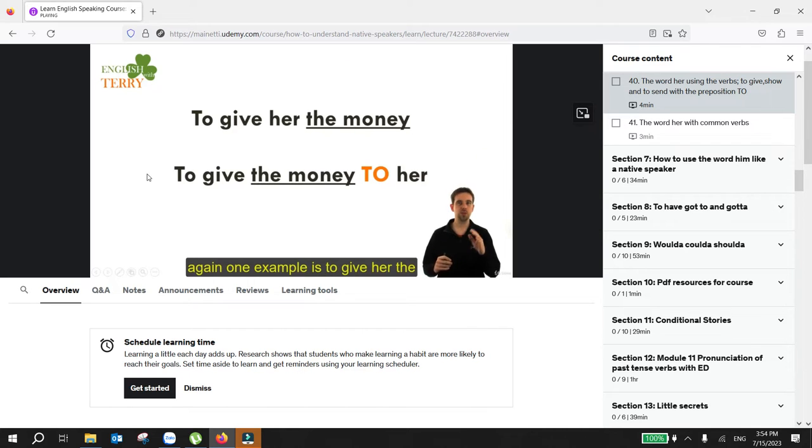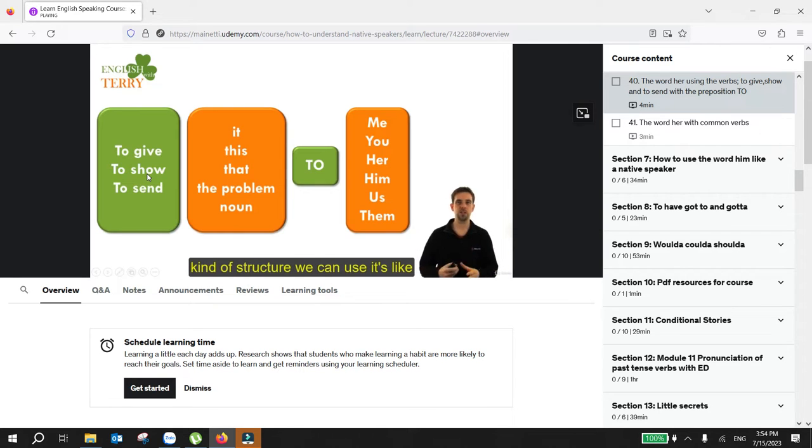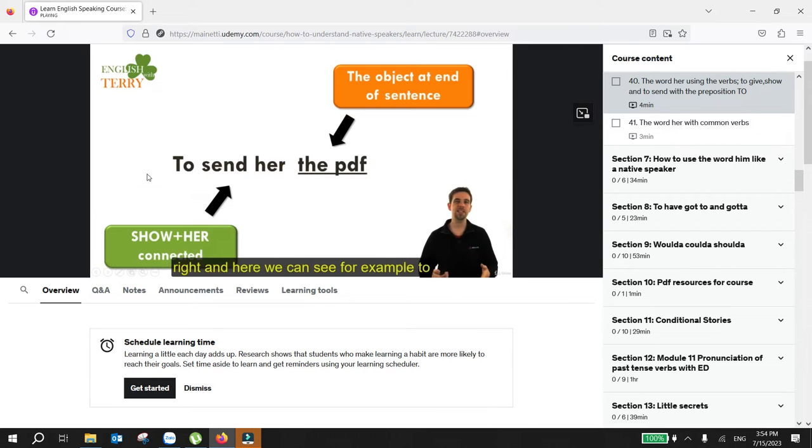One example is to give her the money and to give the money to her. In one example, we need the word "to," and in the other example, we do not. So this is the kind of structure we can use. It's like to give it to me, to show this to her, to send the problem to me, to him, to us, right? And here we can see, for example, to send her the PDF.